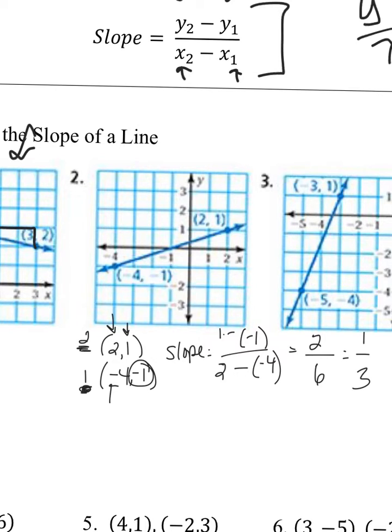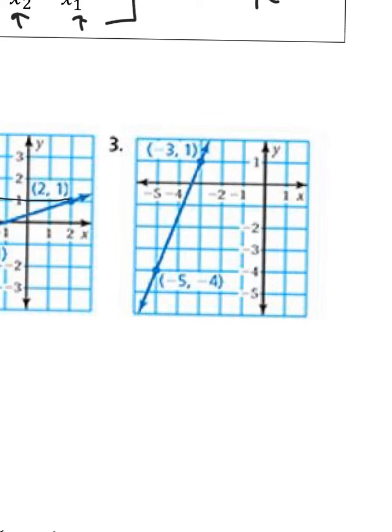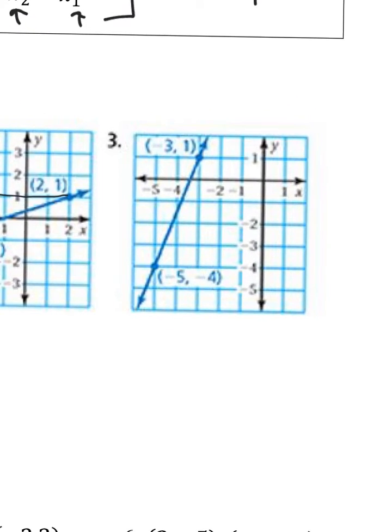And if you did rise over run, you will see 1, 2 up, 1, 2, 3, 4, 5, 6 over. Same exact slope, 2 over 6. This last one, we have negative 5, negative 4, and negative 3, 1. So negative 5, negative 4, negative 3, 1. So I'll just call this one point 1, this one point 2.